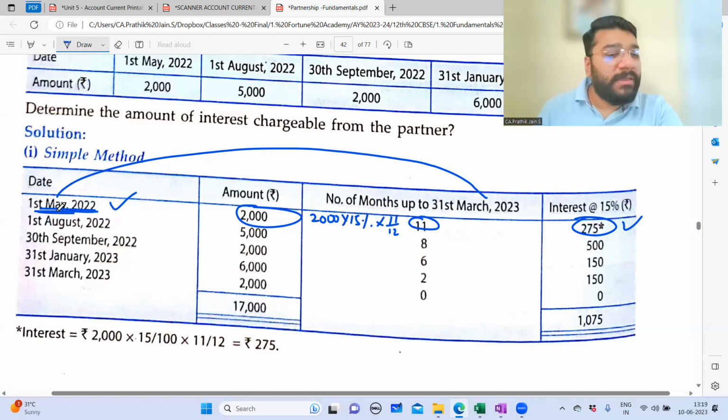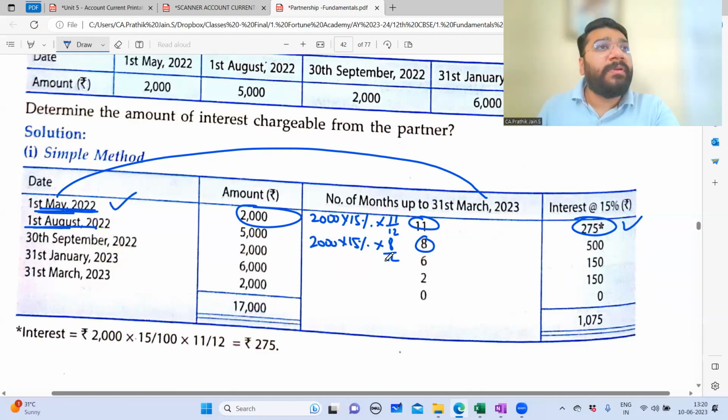Correct? The second drawing is happening on 1st of August. So from 1st of August to 31st of March, how many months the money is enjoyed by the partner? 8 months. So for 8 months interest, how do we calculate? So 5,000 into 15% into 8 by 12.